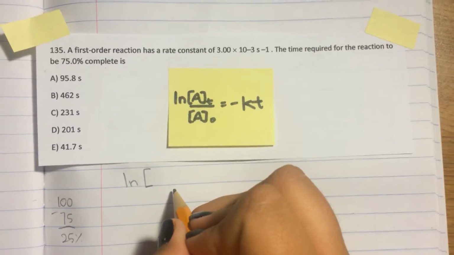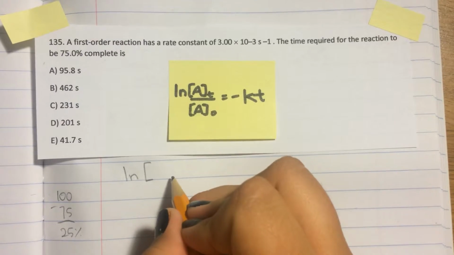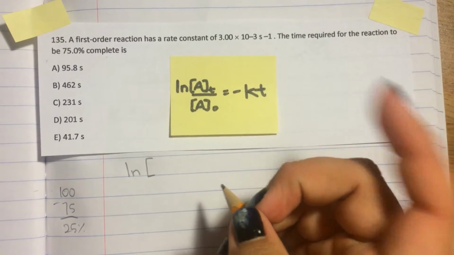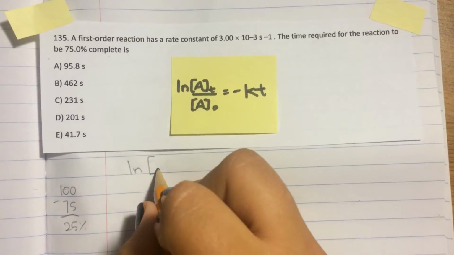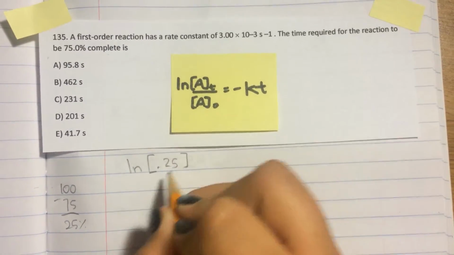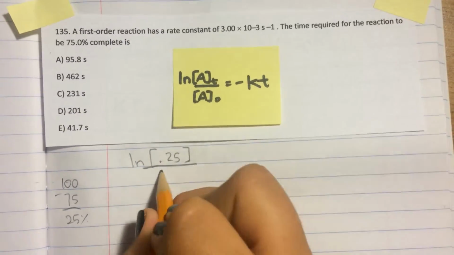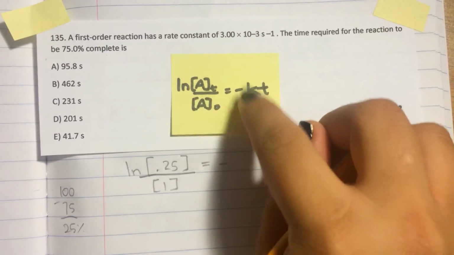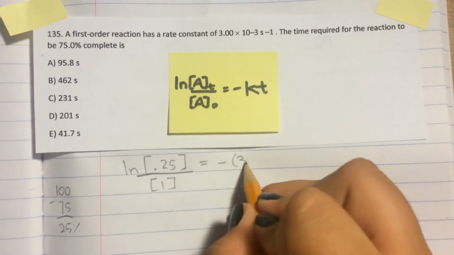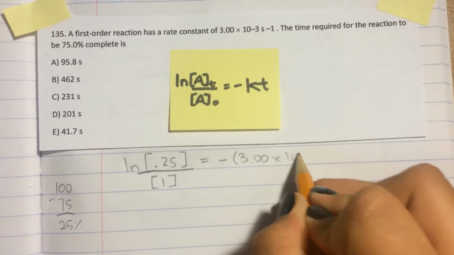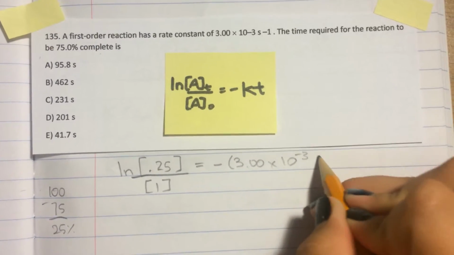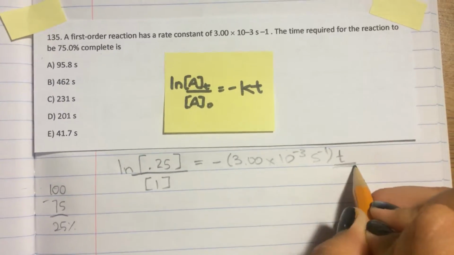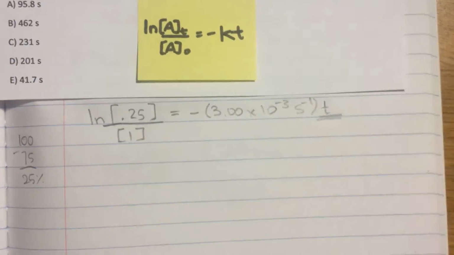We're also not given an initial concentration, so we're going to assume that the initial concentration is 1. So 25% of 1 is 0.25, and then our initial concentration, like we said, is going to be 1, and we're going to set that equal to the negative k, which is our constant, 3.00 times 10 to the negative 3 per second. And we have time here, and that's what we want to isolate, or solve for.